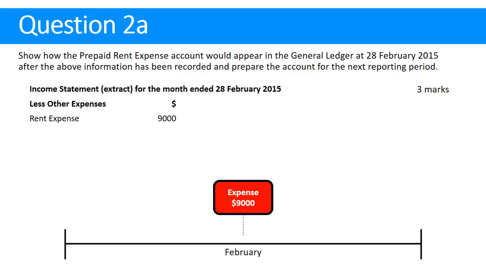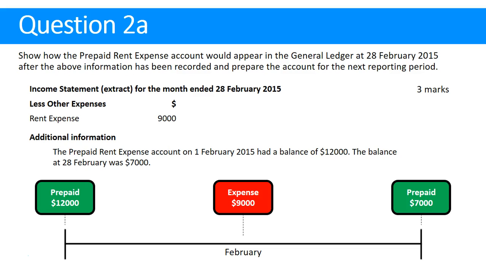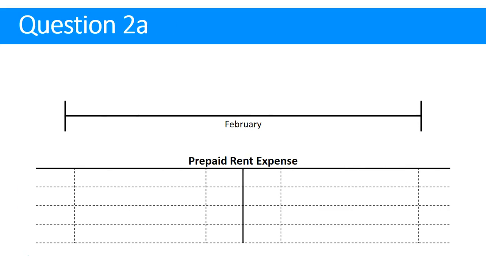The facts of the case stated that this was a monthly report, so we only need to consider information for February. We've also been told that at the beginning of the month, the prepaid rent expense account had a balance of $12,000, and at the end of the month, it had a balance of $7,000. So what we've been asked to do is piece together a prepaid expense ledger for the rent, and if we just take it one step at a time, it'll guide us.